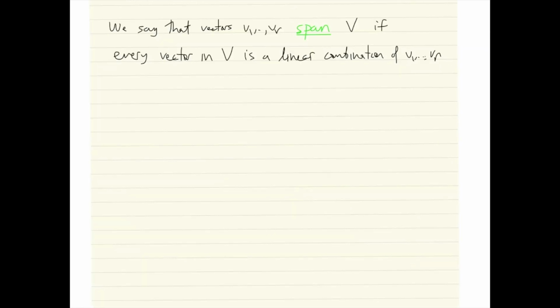Let me end this video with one more definition, and this is the definition of a span. We say that vectors v1 up to vr span a vector space V if every vector in V is some linear combination of these vectors v1 up to vr. A specific example is that Rn is spanned by the standard basis vectors. Every vector in Rn is a linear combination of the standard basis vectors.